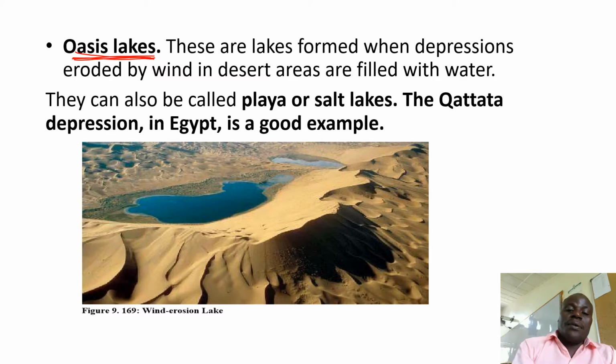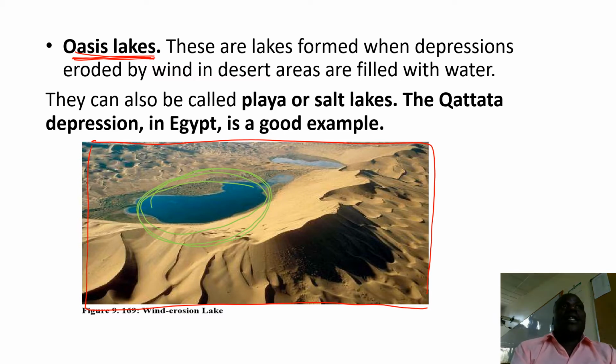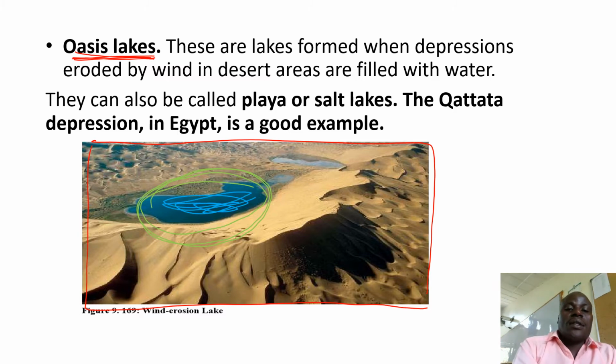For example, if this is a desert surface and it is affected by wind erosion, wind erodes it vertically and it reaches the water table, the water will come following the depression and forms an oasis lake.